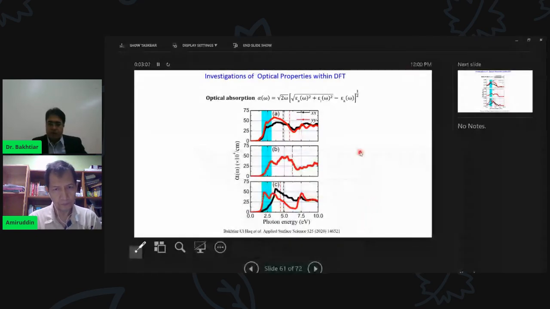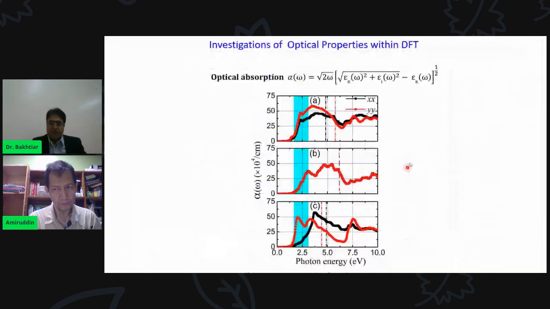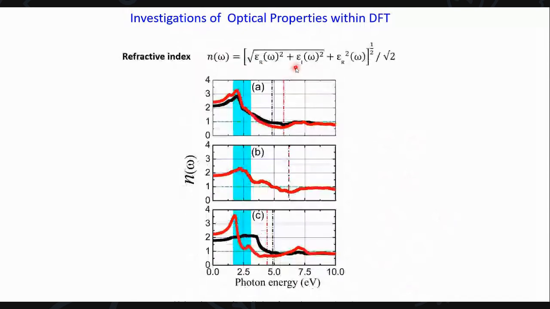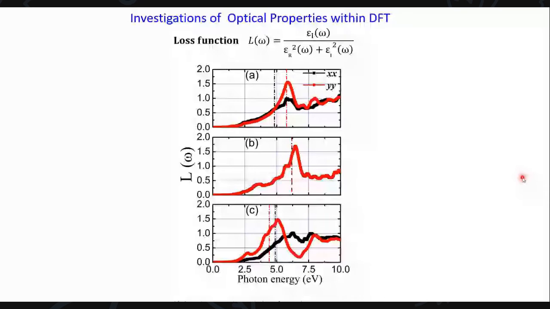Then we also can obtain the reflectivity spectra for materials. Like here we obtained for the two-dimensional selenide, using this equation, and then there is information about refractive indices and the loss function. The loss function gives us information about the traversing of electrons in a medium. So this is the equation used for the loss function to understand the mobility of electrons within a medium.